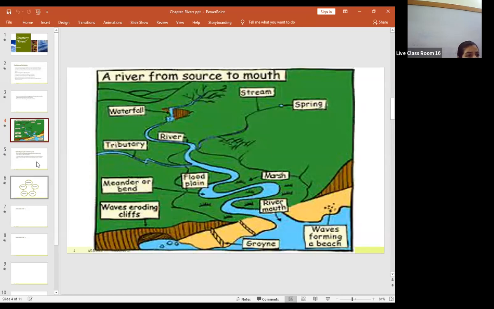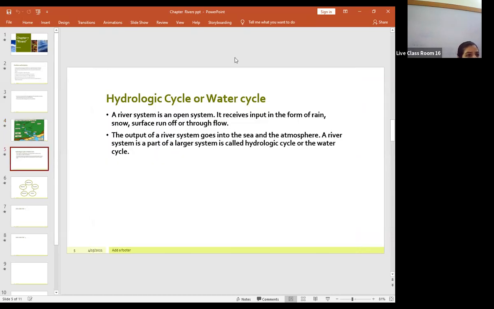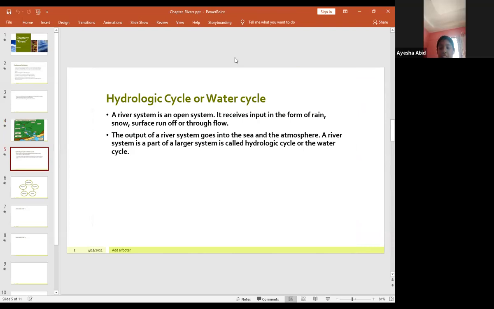Okay, so let's discuss it. Can anybody read this line? The hydrologic cycle. A river system is an open system. It receives inputs in the form of rain, snow, surface runoff, or through flow. The output of a river system goes into the sea and the atmosphere. A river system is part of a larger system called the hydrologic cycle or the water cycle.